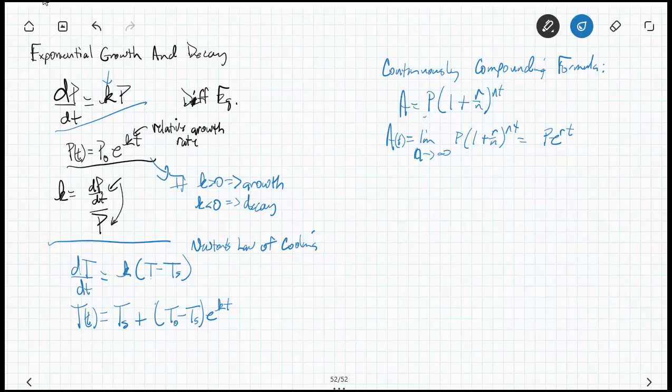I know if I let the number of compounds blow up and go to infinity, then A of t is equal to the principal, the initial amount. Hey, that looks kind of interesting. That's an initial amount right there. e, that's e. r is the interest rate that you're collecting, and t is time in years. Kids, that's it. That's it.